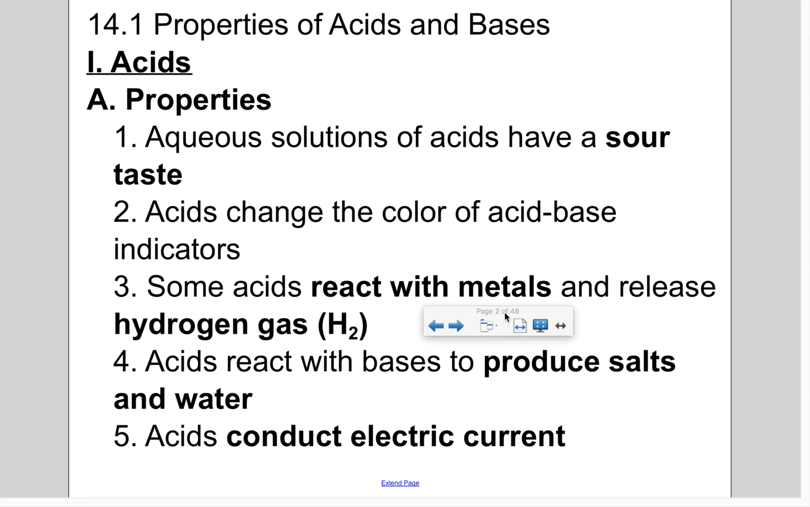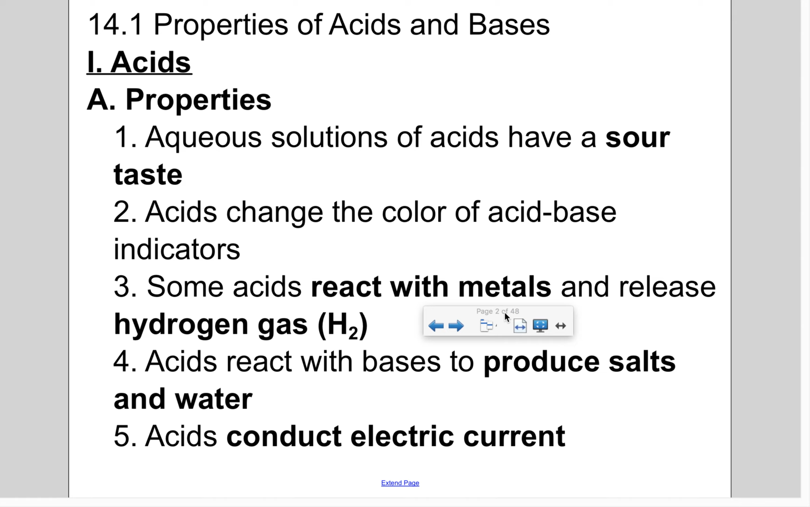Okay, 4th property, acids react with bases to produce salts and water. We call this a neutralization reaction, where if the concentrations are just right, you will produce salt and water, theoretically. So you could take 2 harmful substances, mix them together, and produce water and salt. And no, Jacob, we are not going to do that.